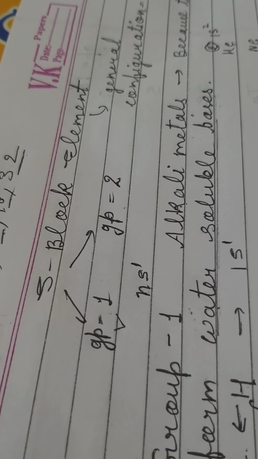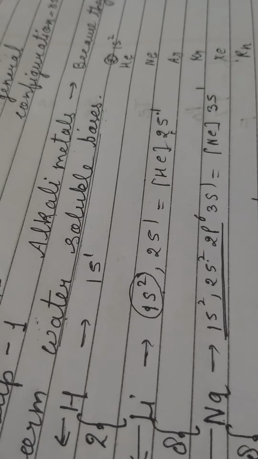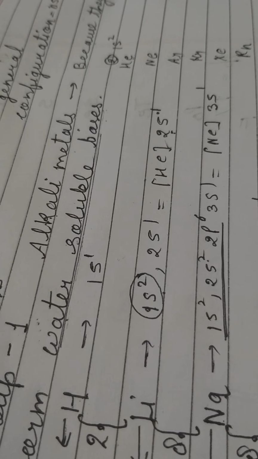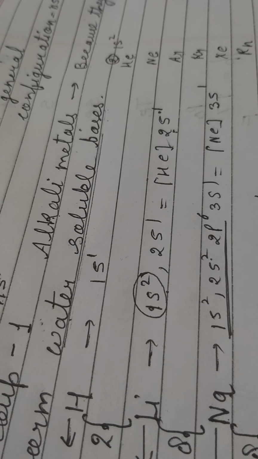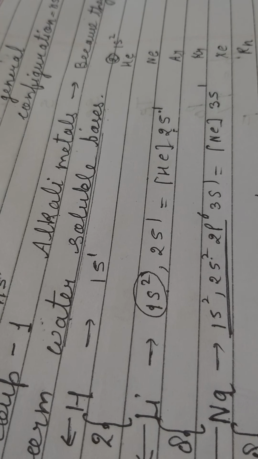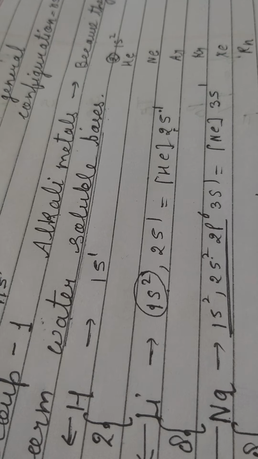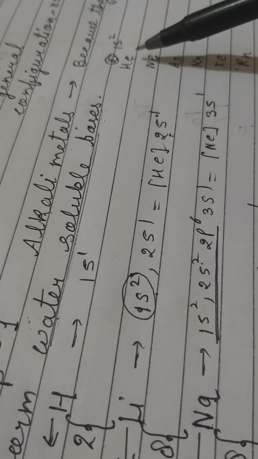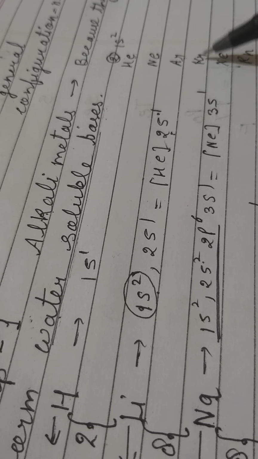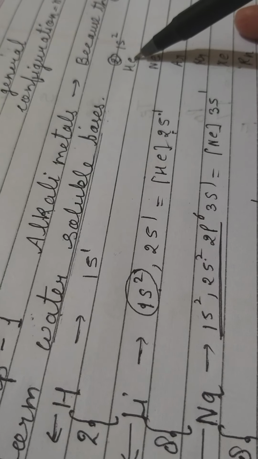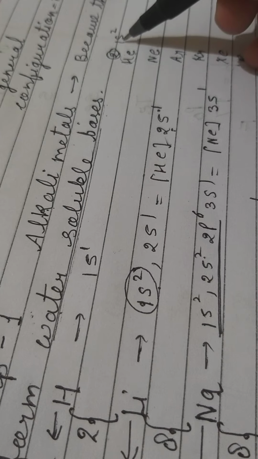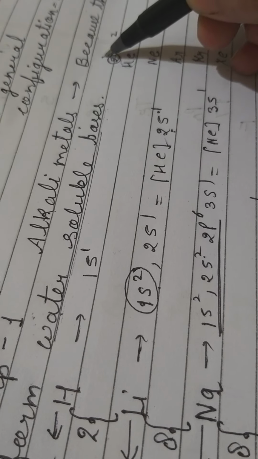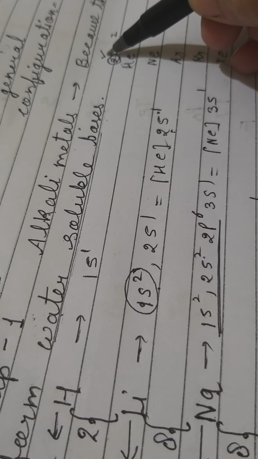Now let's start the electronic configuration. I am going to explain the electronic configuration in the shortest way, which is totally based upon the noble gas electronic configuration. Here I have written all the noble gases: helium, neon, argon, krypton, xenon and radon. Helium, as you know, has the electronic configuration 1s2 because it has the maximum number of electrons, that is 2.